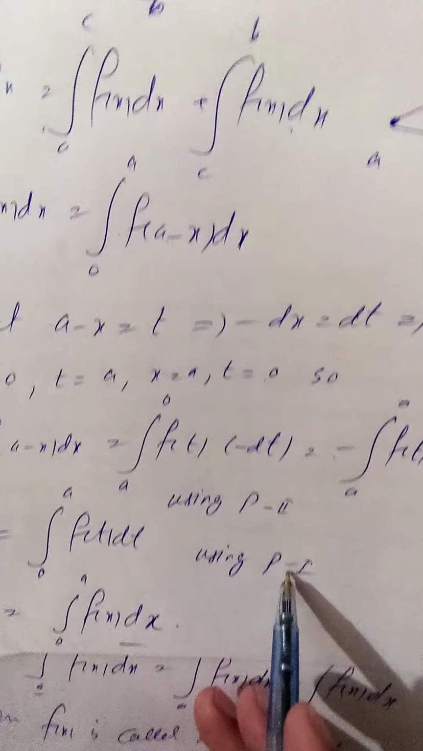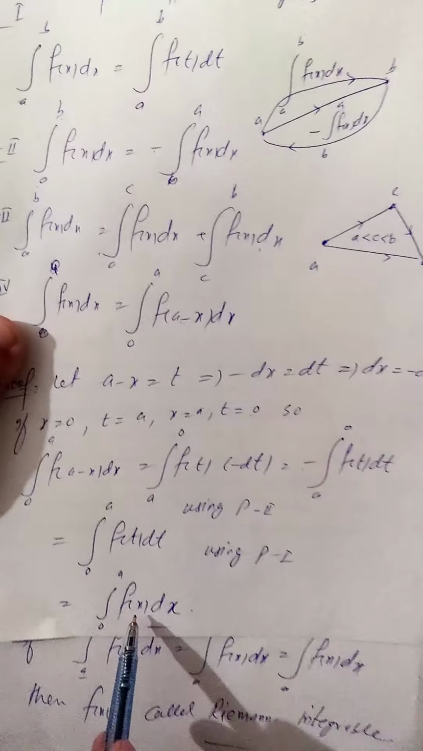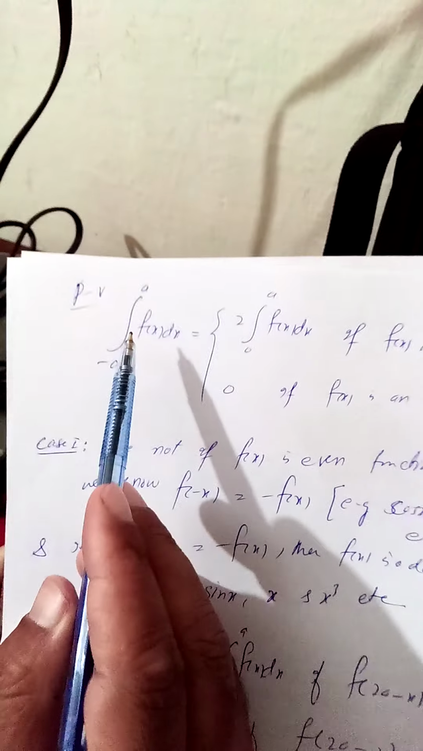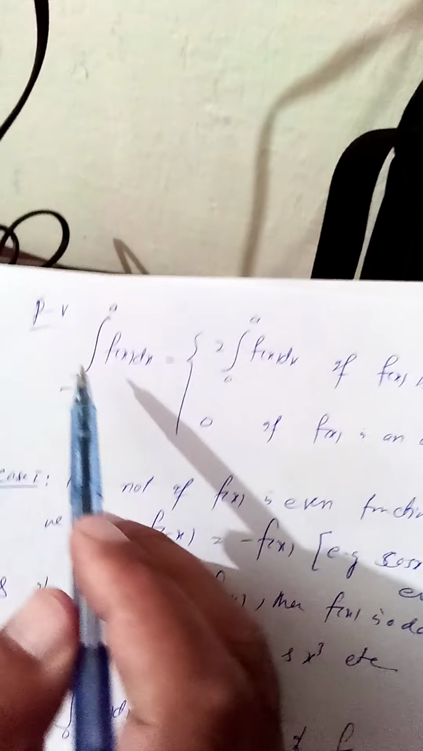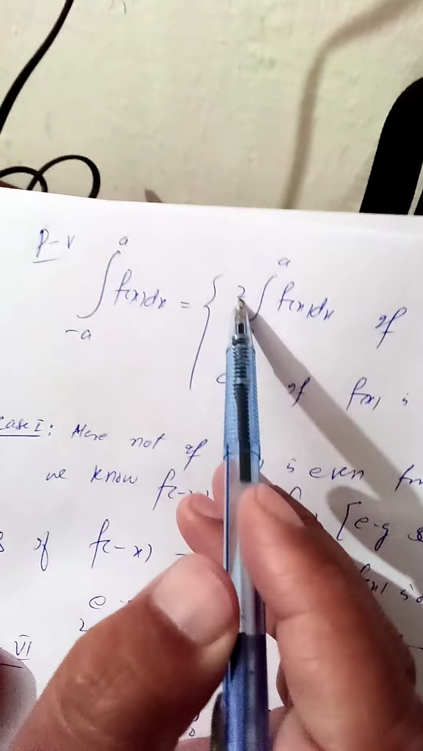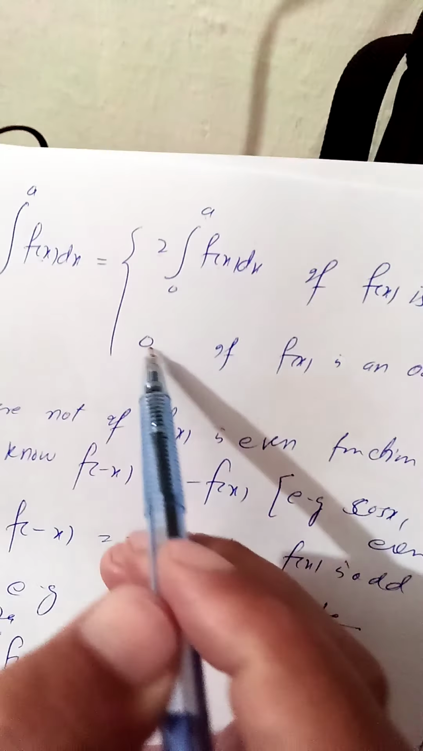Using property 1, this is integration from 0 to a of f of x dx. Similarly, this is another property, property 5, integration from minus a to a of f of x dx. Here keep in mind, if this function is even, then we can write this integral as 2 times the integration from 0 to a of f of x dx. If the function is odd, then this integral becomes 0.